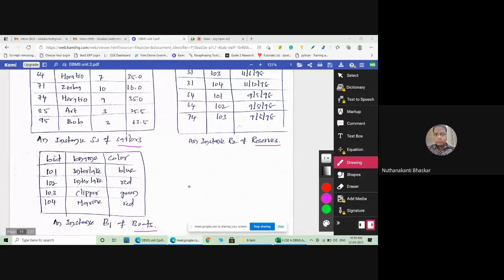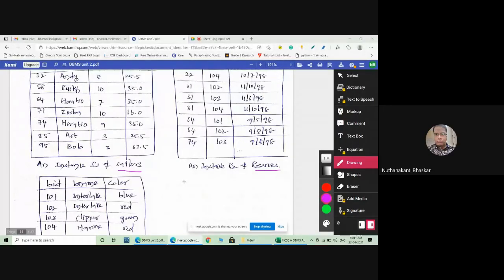Done? Yes, sir. Please follow this. In the examination, they will ask only the questions, and only a one-line answer will get you the 8 marks. But you must know all these relational algebra operations, whatever we discussed.